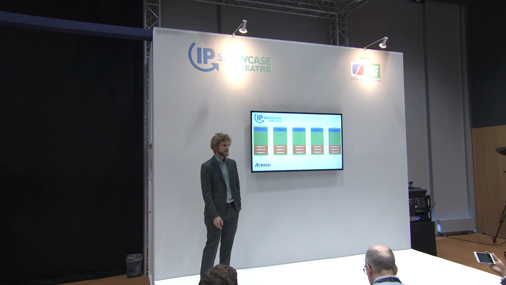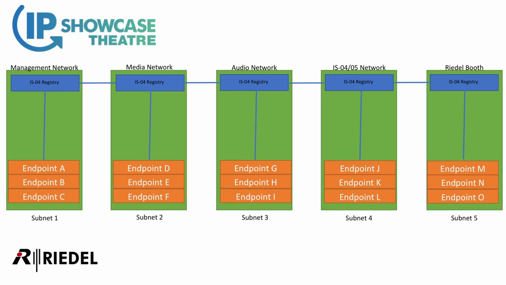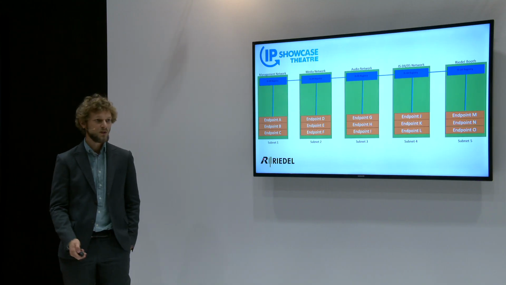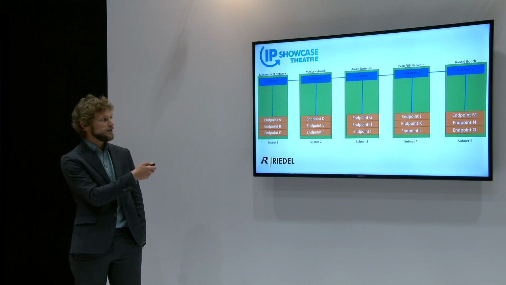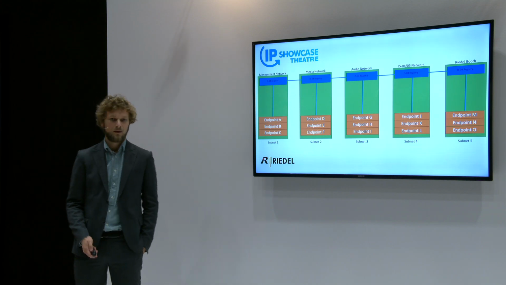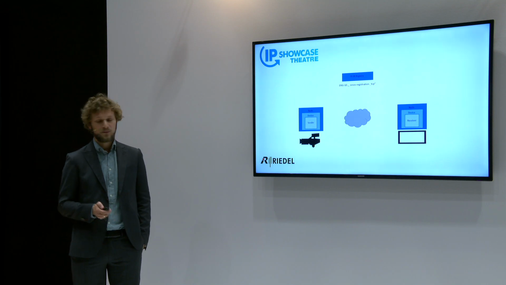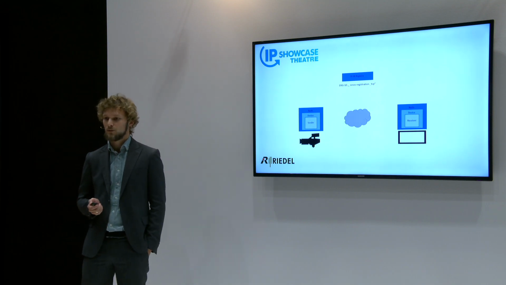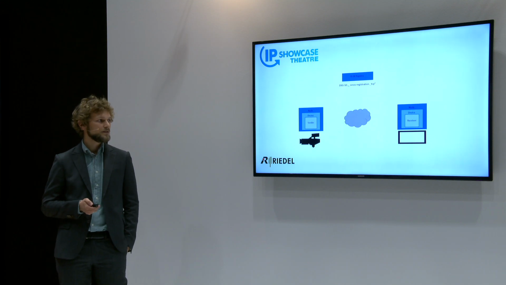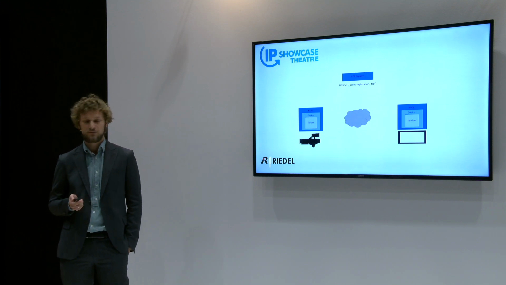So what we have is we have different subnets in this room. We have the management network, the media network, we have an audio booth, and we have the ISO 4 booth, and we have a link to the Real booth over in the other hall, all connected, and it's all different subnets. So we have a routed layer 3 network, and in every network we have an ISO 4 registry. And I'm going to explain how this workflow is then going, how the nodes are registering.